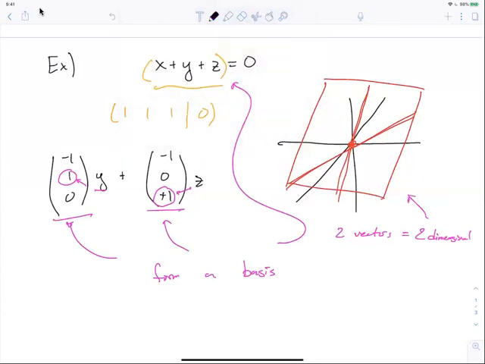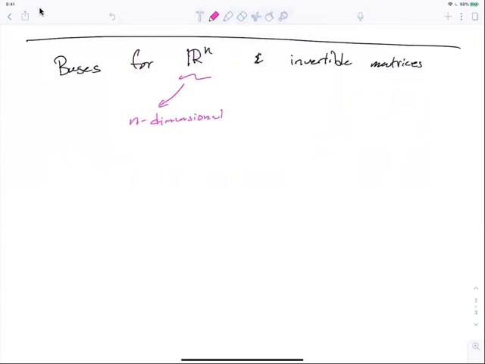Okay, the second concept to go about today are bases for Rn and invertible matrices. So with the previous topic, we know that if you have a basis for Rn, well, Rn requires n vectors. This is n-dimensional. That's almost the definition. So with what we just said is that any basis requires n vectors.